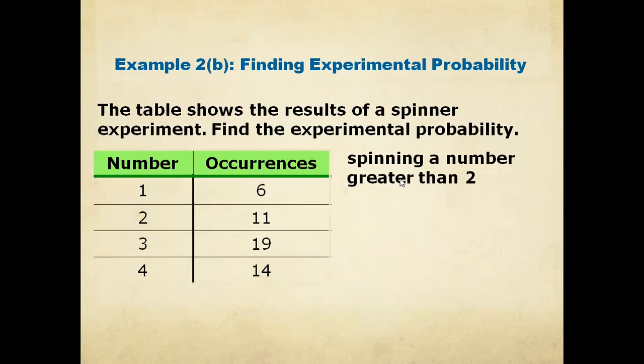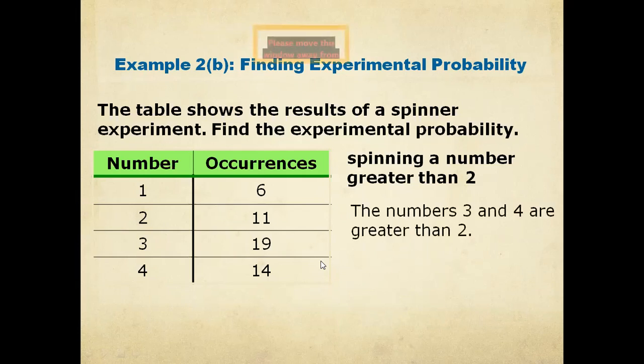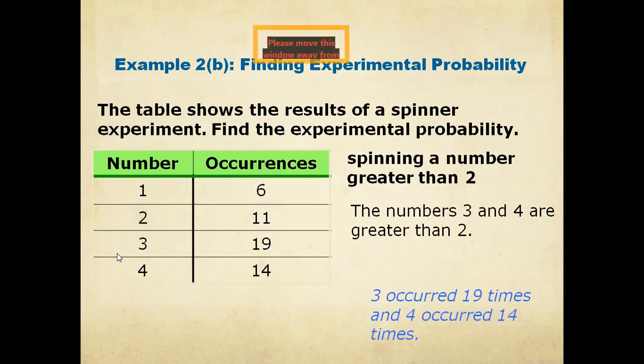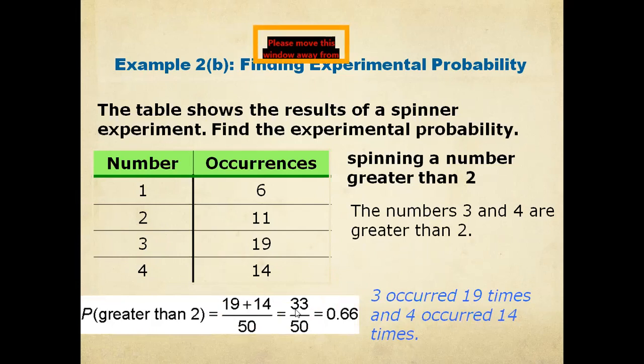A number greater than 2. Yes, Omar? Spinning a number greater than 2. So it's 3 and 4, which has a probability of 33. Out of? 33 out of 50. Yes, excellent. Greater than 2 means either 3 or 4, so we need 19 and 14. So we add them together, it's 33 out of 50. Excellent, Omar.